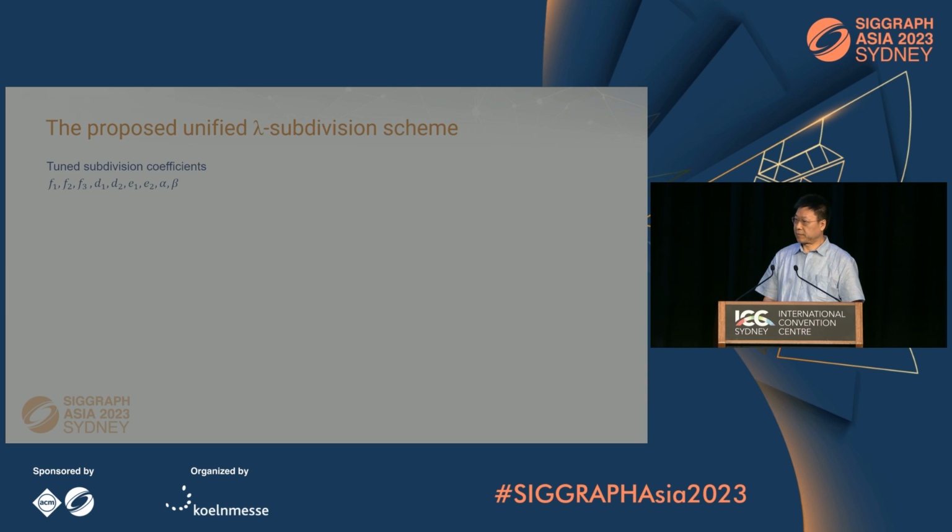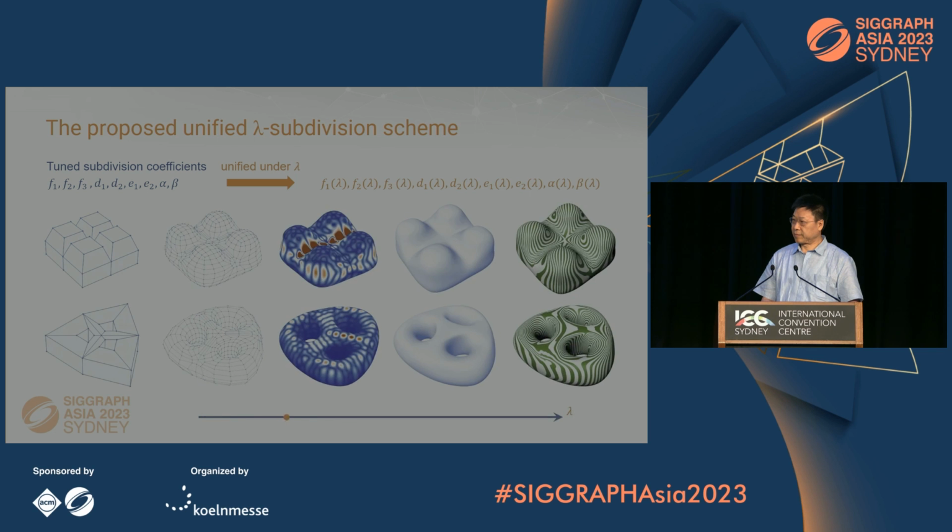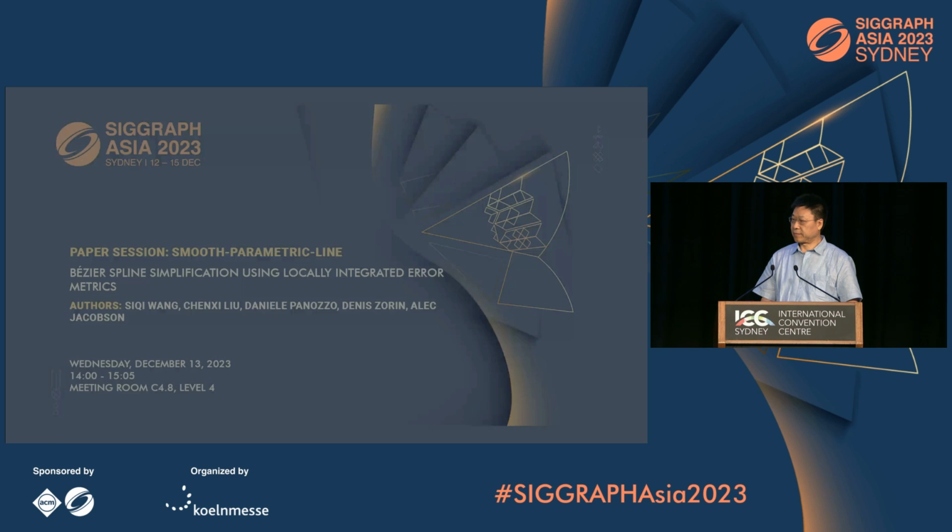We present a continuous family of tuned subdivision schemes that are unified under a single intuitive parameter lambda. By proper selection of lambda, the resulting subdivision scheme can be better suited for various applications, such as modeling, graphics, and engineering analysis. For more details, please join our talk.